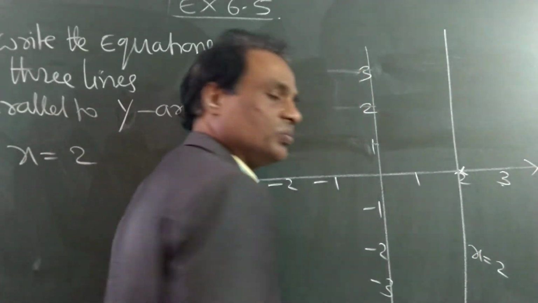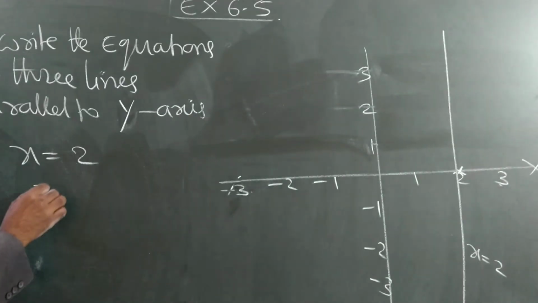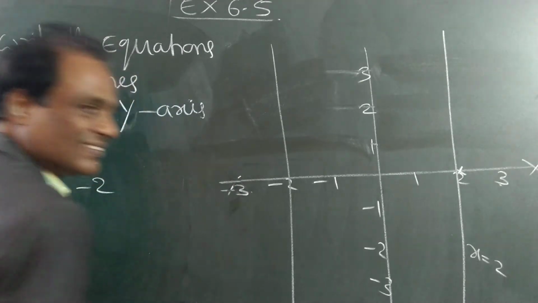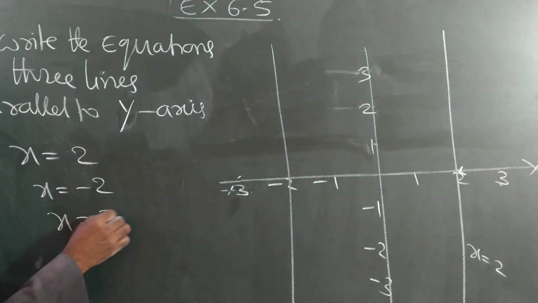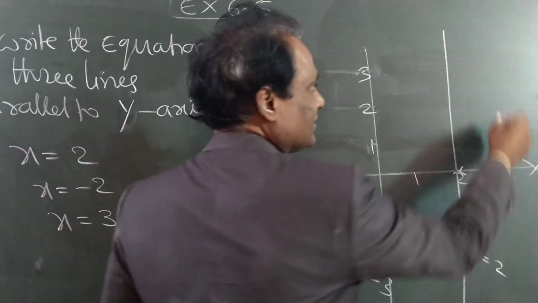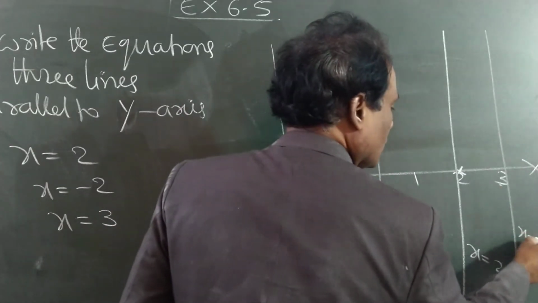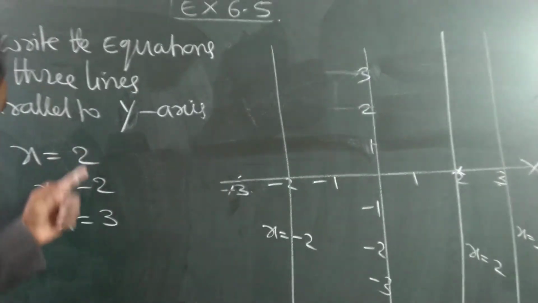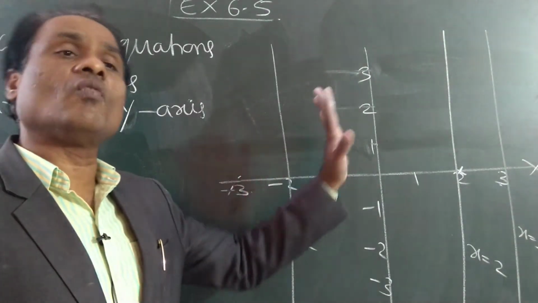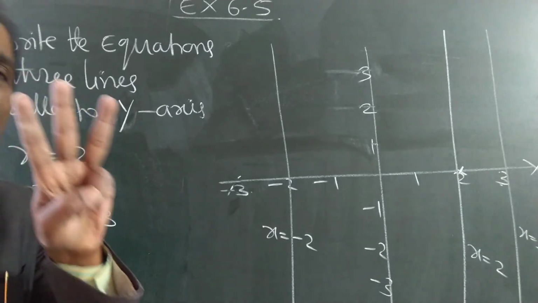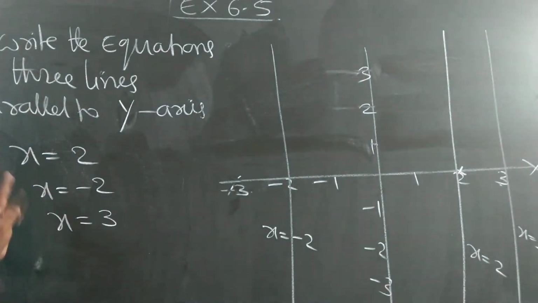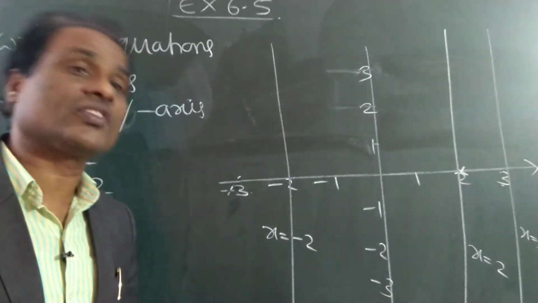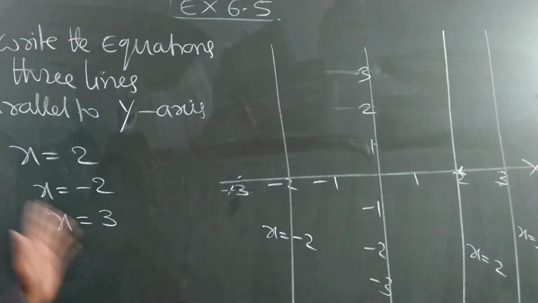X is equal to 2. Suppose x is equal to -2. You will get a line like this. Suppose x is equal to 3, x value 3. So x is equal to any constant, the line will be parallel to the y-axis. So we are asked to write three equations whose lines are parallel to the y-axis. Parallel to the y-axis means x is equal to something. X is equal to any number, parallel to the y-axis.